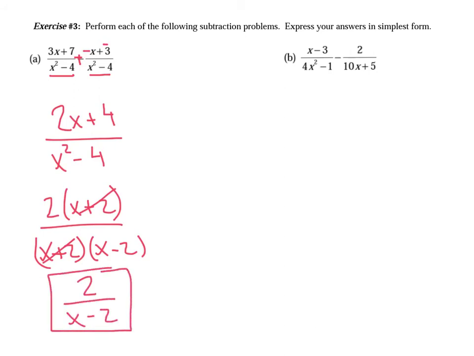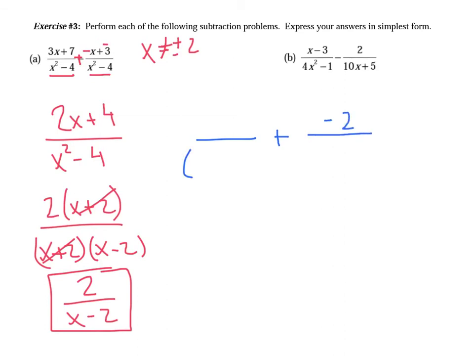Alright, on the second one, and again, I got away from my domain restrictions. I should have said x is not allowed to equal plus or minus 2 just by setting the denominator equal to 0. On the second example, I need to get these denominators factored completely while I change the operation to addition and negate that second numerator.